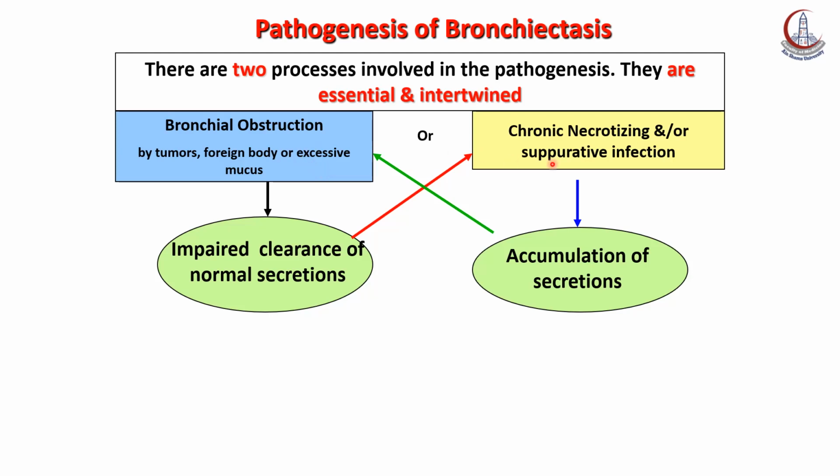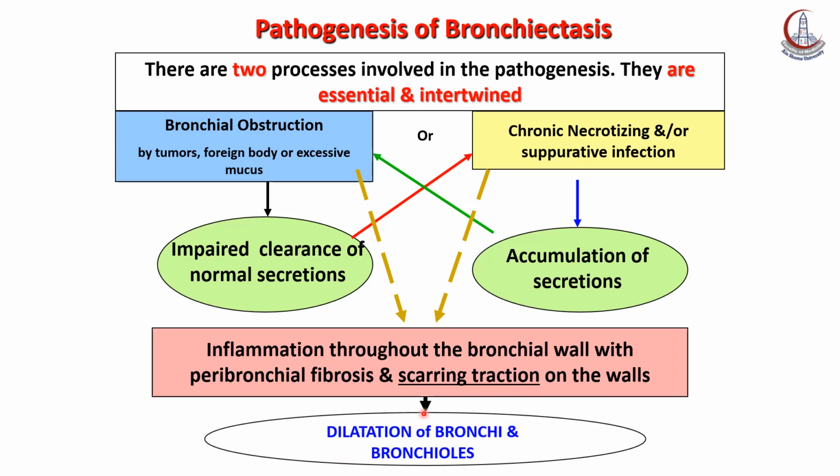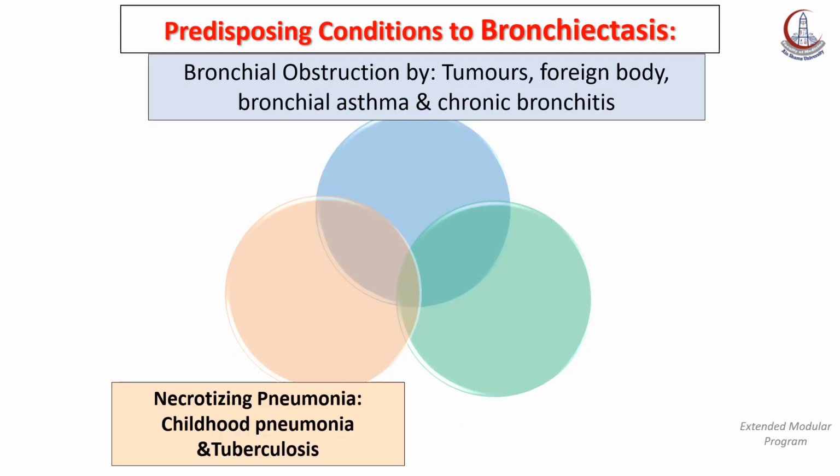These two processes, chronic infection and bronchial obstruction, cause inflammation throughout the bronchial wall with peribronchial fibrosis and scarring traction on the wall of the bronchi. Dilatation of the bronchi and the bronchioles will occur. The predisposing factors of bronchiectasis.